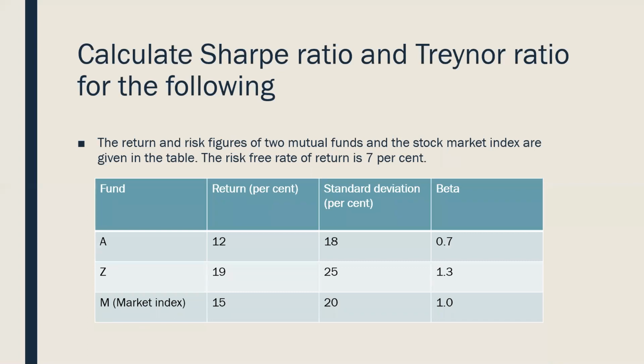So RP is given as return percent: 12, 19, and 15 are the RP values that are given. Now if it's Sharpe ratio, we are going to divide it by the standard deviation value that is given in the third column. And if it's Treynor's ratio, we're going to divide it by the beta value which is given in the fourth column.